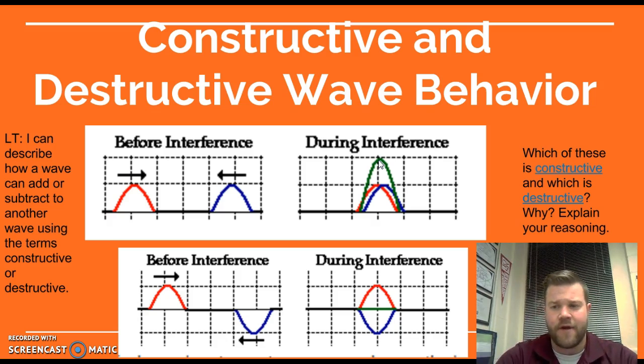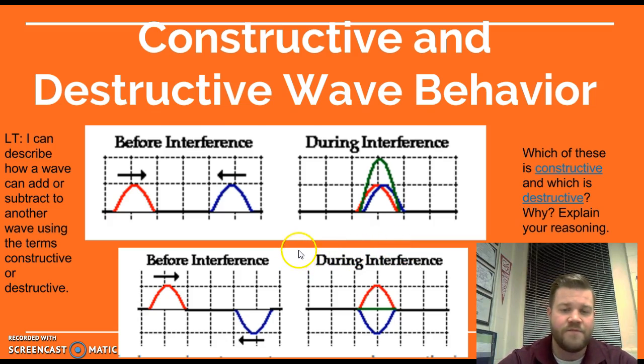Whereas when we get to a destructive wave, we have our two waves going in opposite directions, or inverted from each other. One's above, one's below, and we can see that in the middle where they meet, the green line is formed, and that is a zero point. So where they meet, they interfere, and this is a destructive interference. So the learning target is to be able to compare and contrast these two.